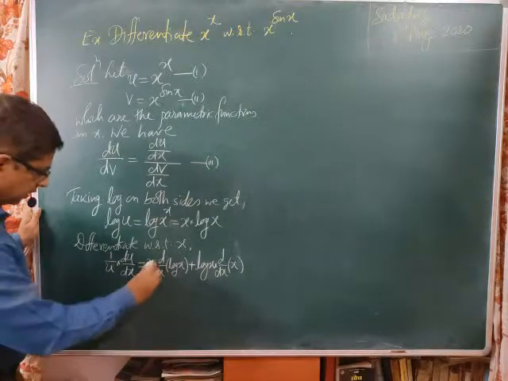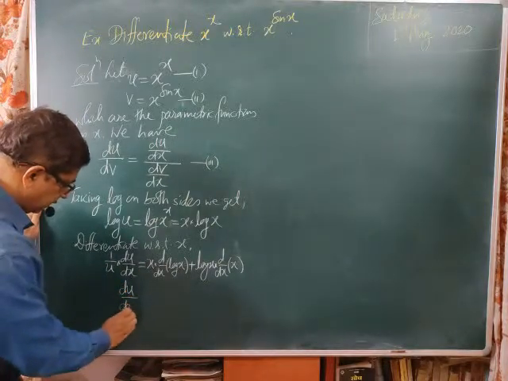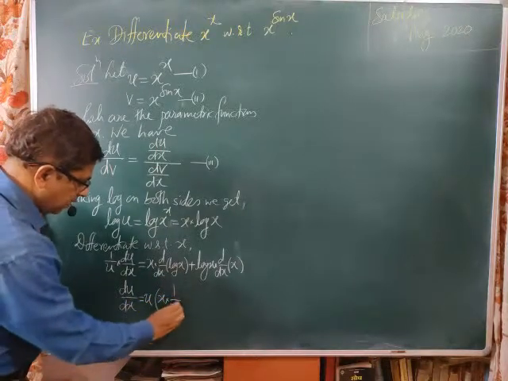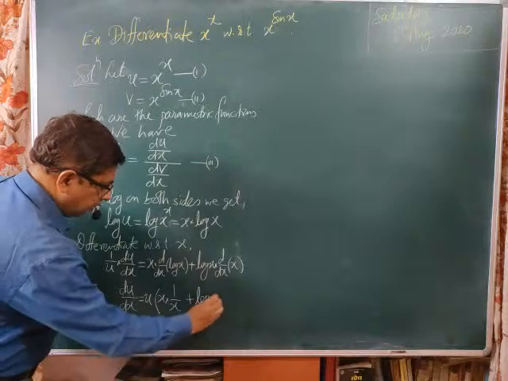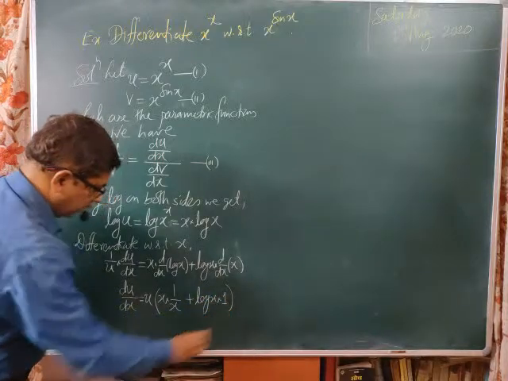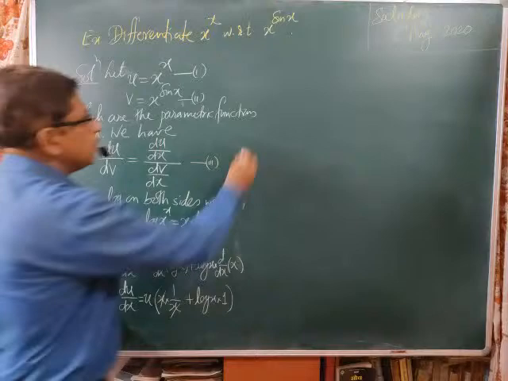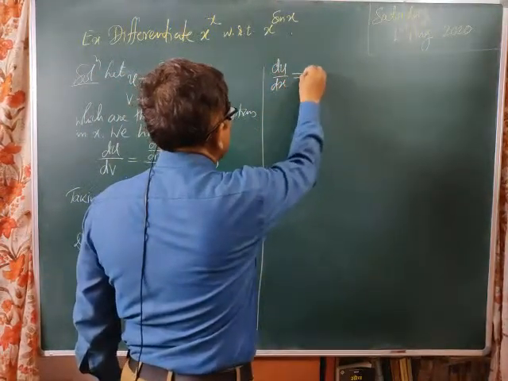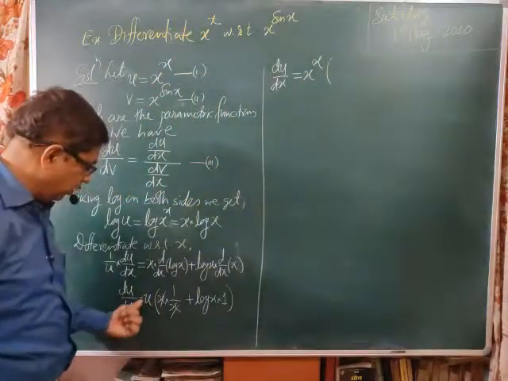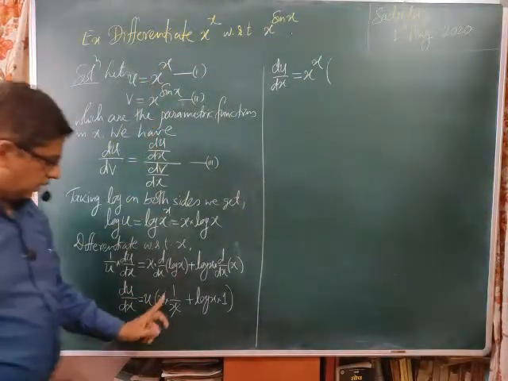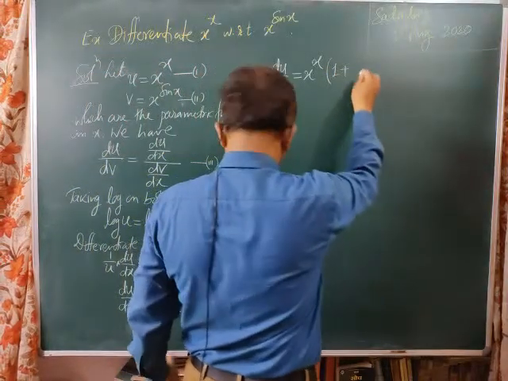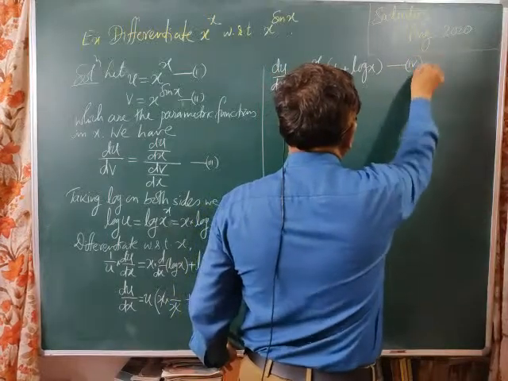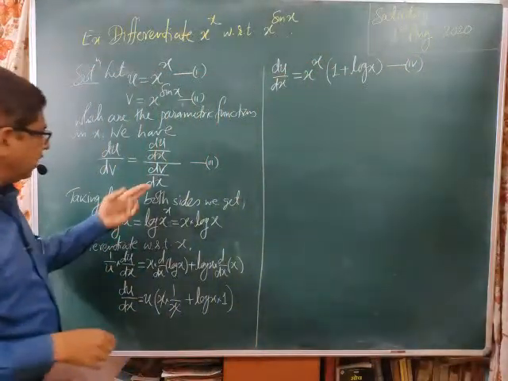And so transfer this u on the other side, we get du by dx is equal to u into bracket x into derivative of log x is 1 upon x plus log of x into derivative of x is 1. Now x cancels out, resubstitute u. So we are getting du by dx is equal to x raised to x into inside the bracket 1 plus log of x. Call this number 4. We got du by dx. Similarly, we have to find dv by dx.